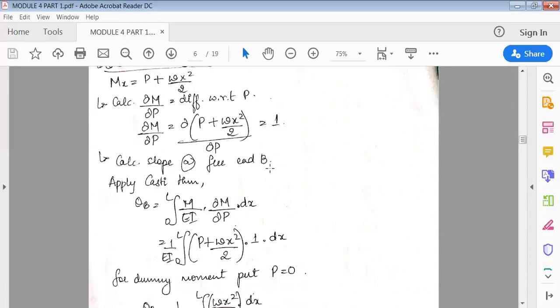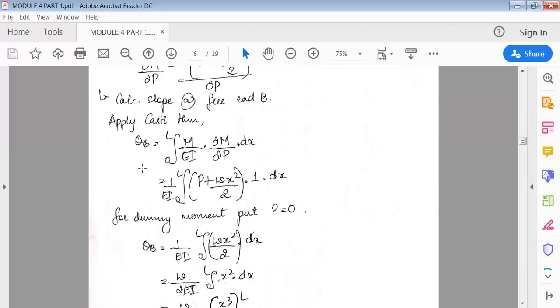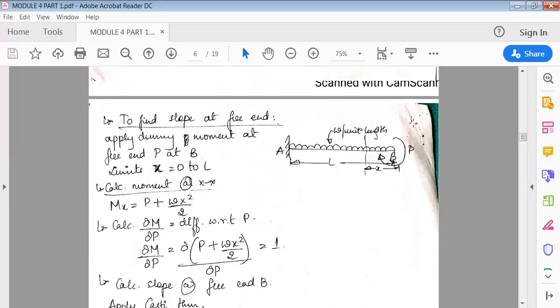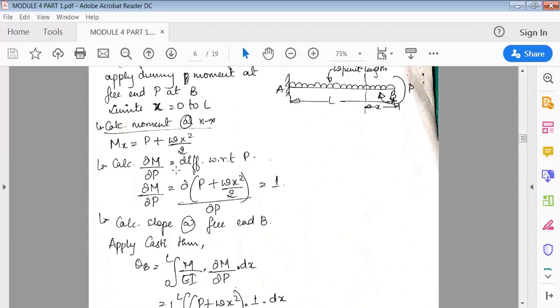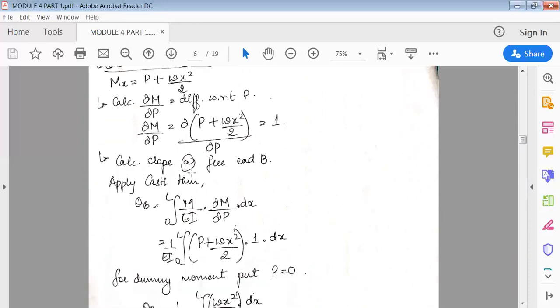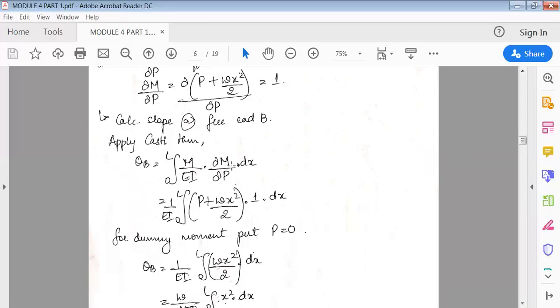So calculate the slope at the free end. As usual, we apply Castigliano's theorem, everything remains the same. The formula also will be same because we already put a moment here. The moment load, we used as P only. So we'll use the same formula. Apply Castigliano's theorem, that is theta B is equal to integral 0 to L M over EI dou M by dou P into dx. So 1 over EI, M, we'll use the moment here, P plus WX square by 2, and dou M by dou P, we have solved it, it is 1, into dx.